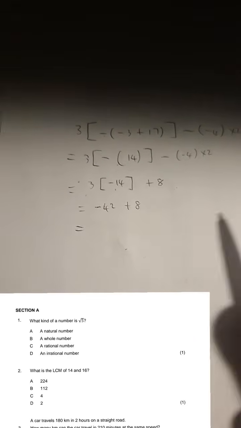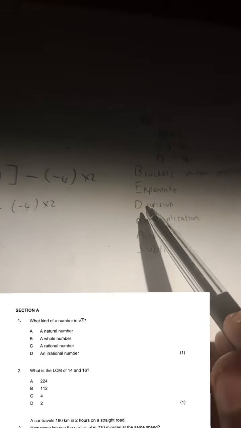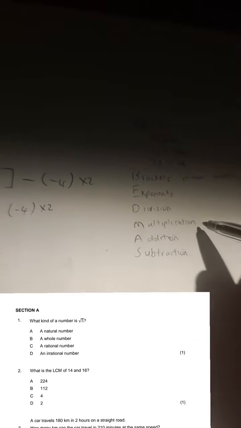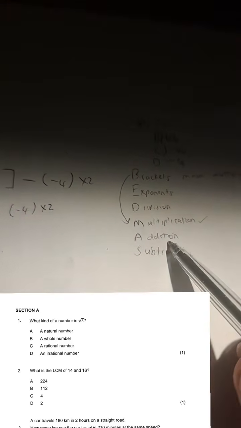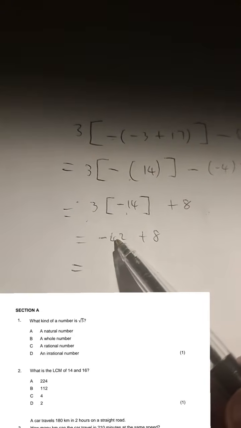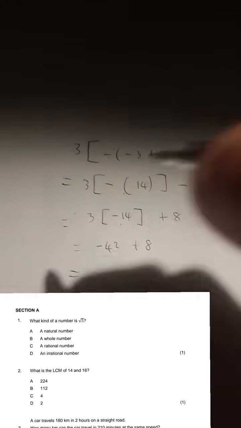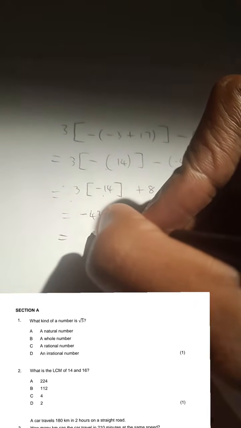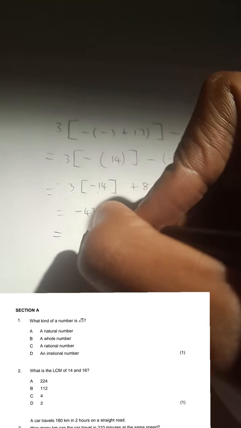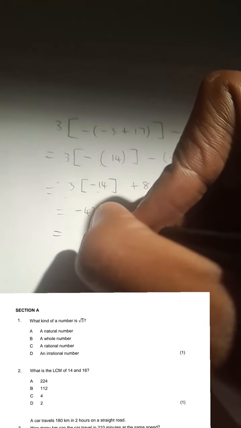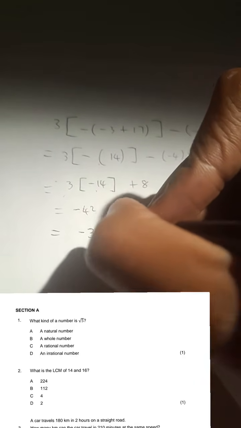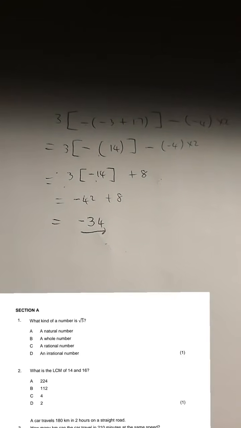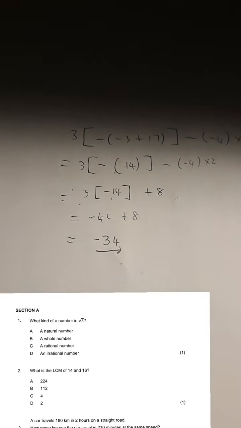Now, guys, we can safely say that we dealt with multiplication, as the brackets referred to us, brackets meaning multiply. Now we can deal with addition and subtraction. Negative 42 plus 8, guys, gives us what? So it's negative 34.